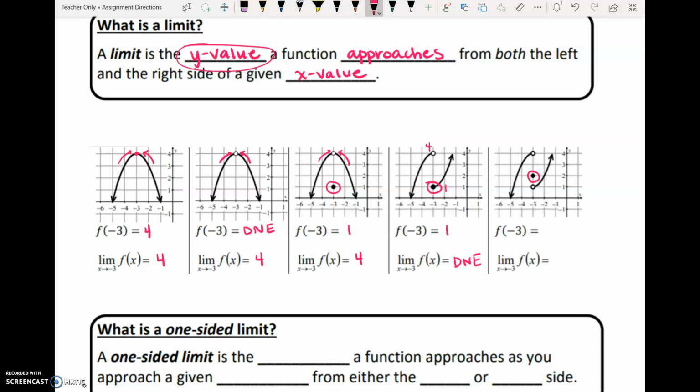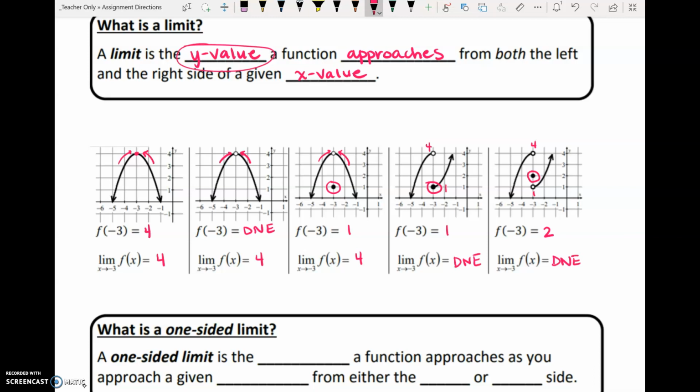And in this last one, the closed point, f of -3 is equal to 2. And the limit as x approaches -3, again, is 4 from the left and 1 from the right, which is not the same value. So we say that the limit does not exist.